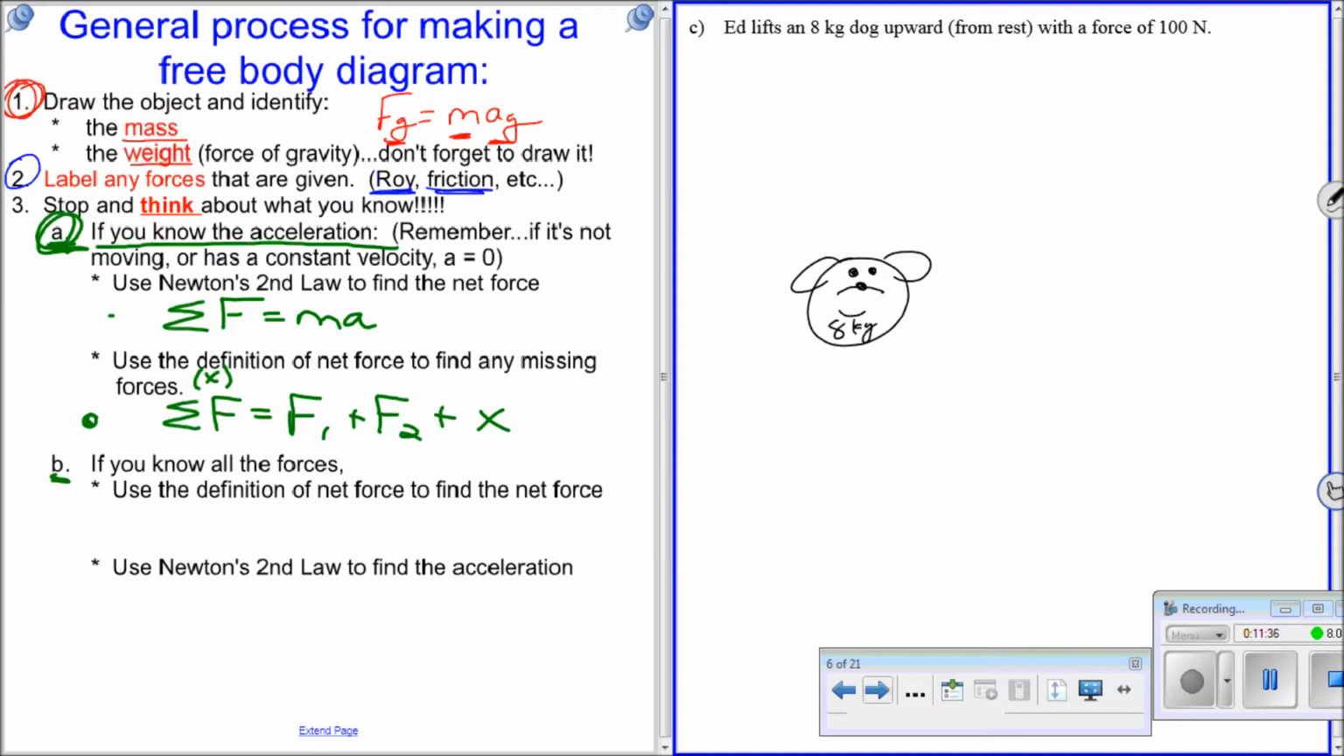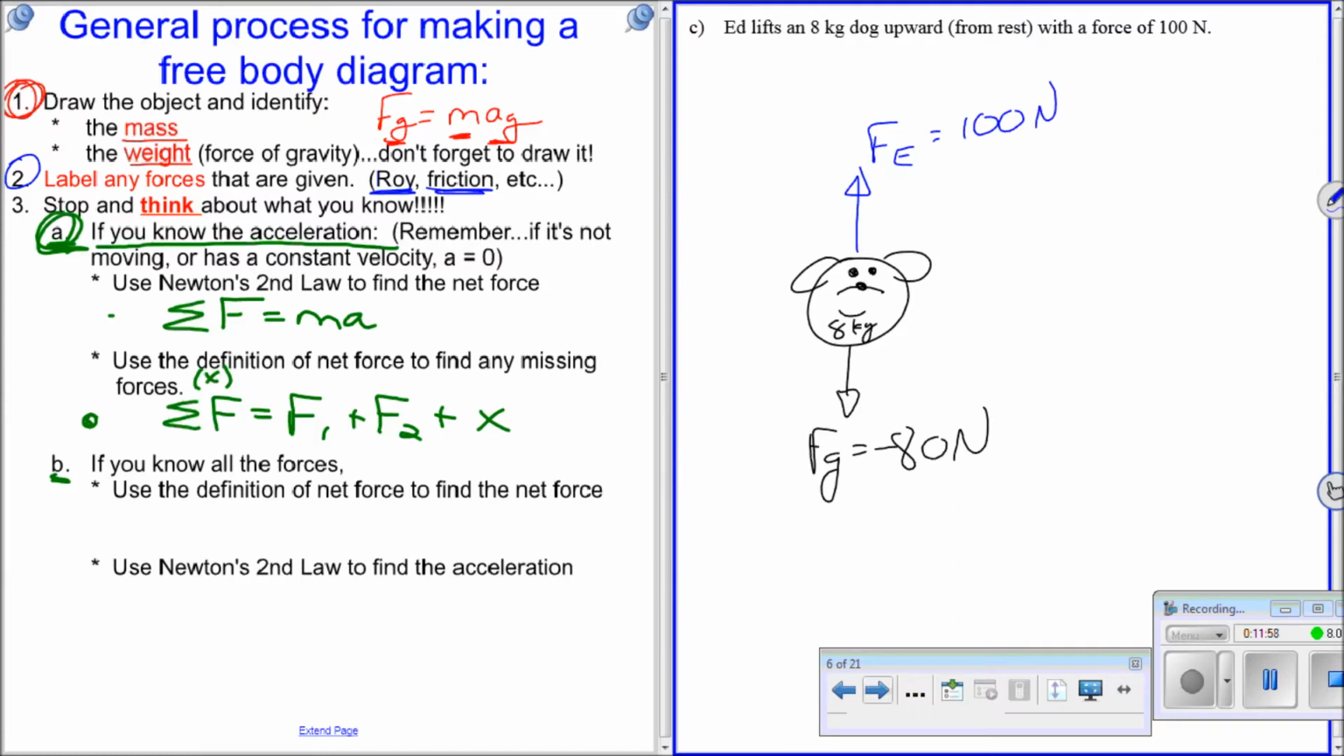All right, we've got an 8-kilogram dog. So start by putting in your force of gravity. It's going to be -80 newtons. All right? So that's my step one, mass and force of gravity. Step two, any given forces. Force of Ed, 100 newtons.